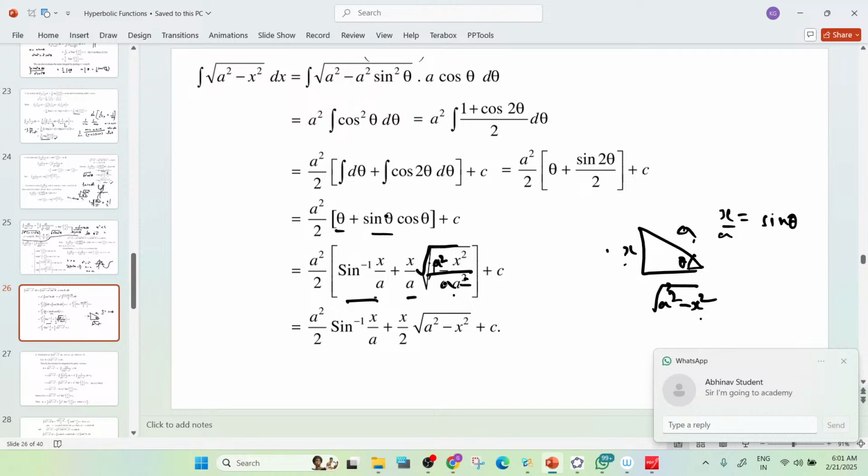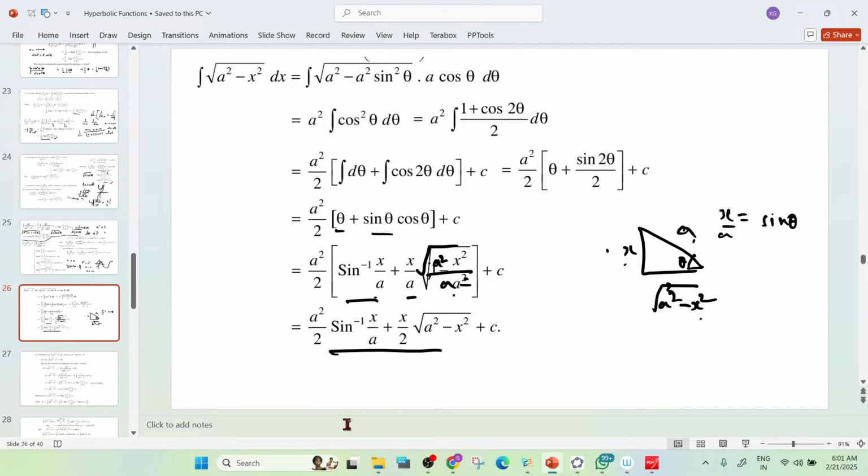So what will become of this? This a square is anyway outside, so we are just multiplying this and we got this. I think this is the formula that you are telling, right? In this case what we have done is x equals a sin theta. Agreed? Okay, so this is one way of doing it.